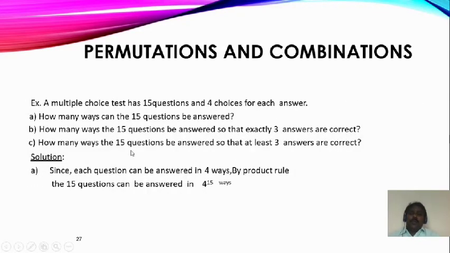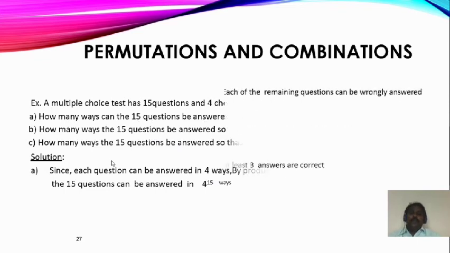So these are some of the multiple choice questions. The first question: a multiple choice test has 15 questions and 4 choices for each answer. Next he has asked how many ways the 15 questions can be answered. So 15 questions can be answered with 4 choices in 4 power 15 ways. Here I am using the product rule. So 4 power 15 ways is the answer.